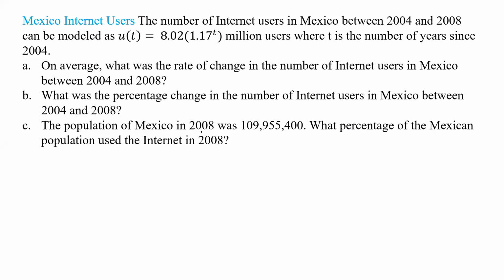And the population of Mexico in 2008 was 109,955,400. C, what was the percentage of the Mexican population that used the internet in 2008? All right, so what we need to do is plug that into our calculator and then start solving for the different values. We're going to have to find out how much it was in 2004 and then how much it was in 2008, and then we can do f of x2, whatever that is, minus f of x1, whatever that is, and then do that change. So let's go ahead and go over to here.